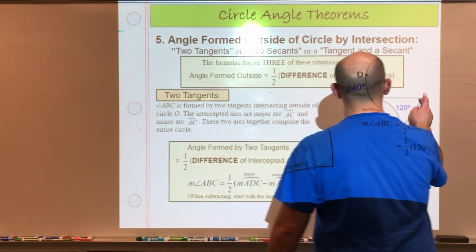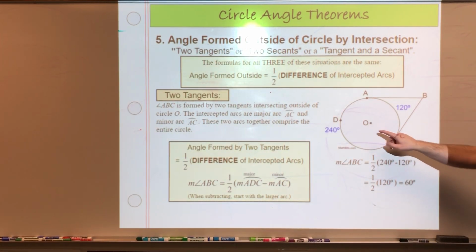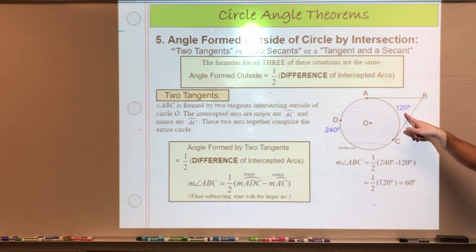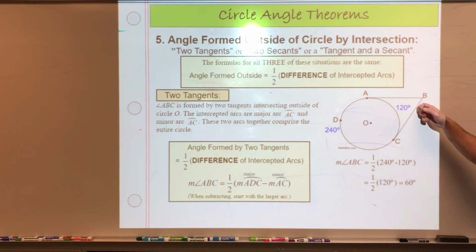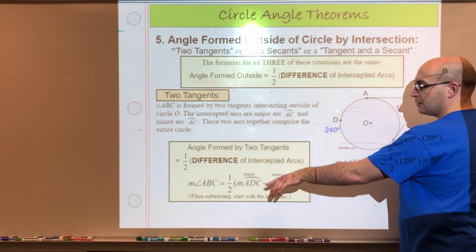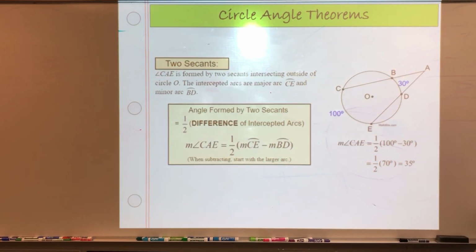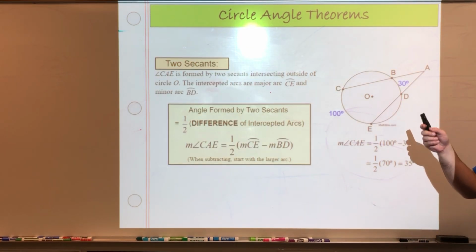So for angle B, okay, major arc minus minor arc, so 240 minus 120 is 120. Divide that by 2, or take 1/2 of that, and I get 60. So the angle measurement for B is 60 degrees. Okay? So again here, super important, major arc minus minor arc times 1/2 or divided by 2, and that will give you the angle.